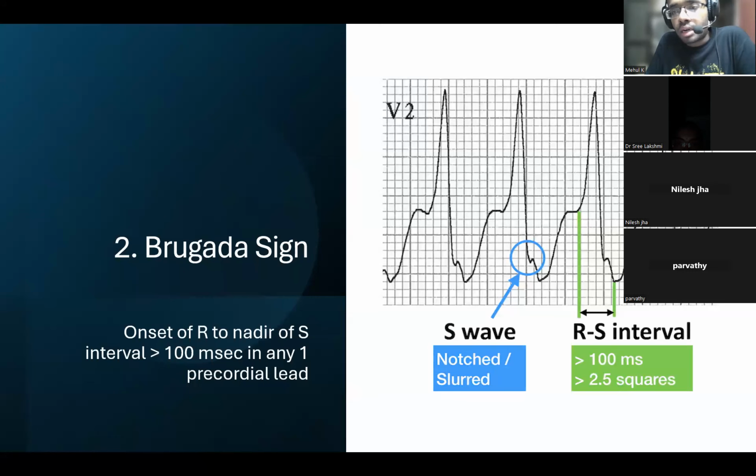And if that is more than 100 milliseconds, that is more than 2.5 small squares, that favors VT. Another thing that you can look for is something called the Josephson sign. That is, look at the downslope of the S wave, and if you see a notching of the downslope of the S wave, that is a Josephson sign, and that favors VT. But in the Brugada criteria, we are only having the Brugada sign. That is the onset of R to the nadir of S. That is more than 100 milliseconds.